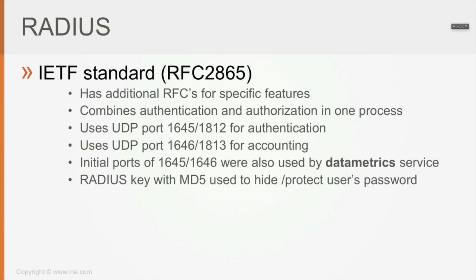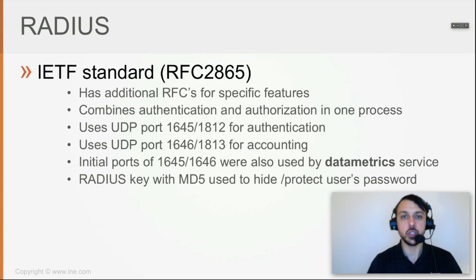RADIUS runs over UDP ports 1645 and 1812 for authentication, and runs over UDP ports 1646 and 1813 for accounting. The initial ports, 1645 and 1646, are called legacy. The reason that we have new ports, 1812 and 1813, is because those legacy ports were also used by the datametrics service. So in general, it's not good to have two well-known services running on the same ports.